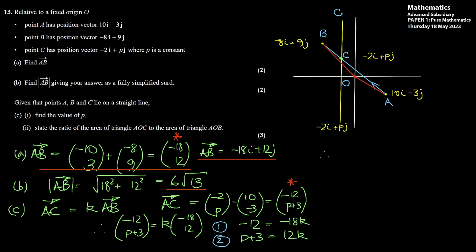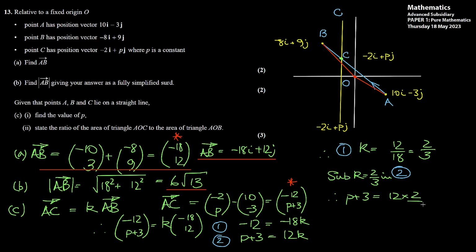So coming up here, from 1, we get that k is equal to 12 over 18, which is 2 over 3. And if we sub k is equal to 2 over 3 in 2, we'll get that p plus 3 is equal to 12 times 2 over 3. The 3 goes into the 12 4 times, and therefore p is equal to 4 times 2, which is 8, minus the 3, so p is equal to 5. And that's the answer to C part 1.